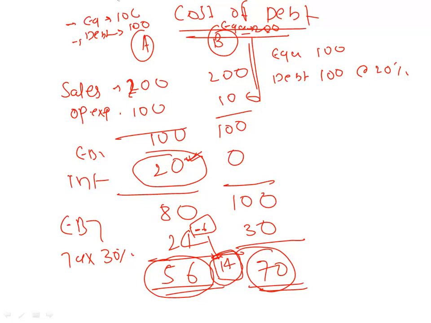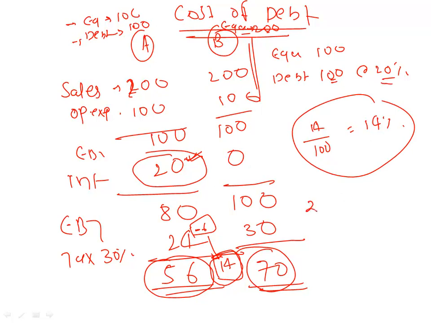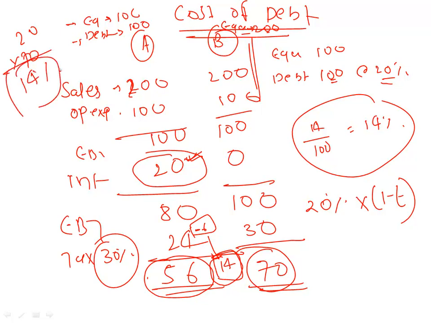And 14 as a ratio to my debt of 100. 14 divided by 100 is how much? 14%. So instead of doing all this, we could have simply calculated this. Cost of debt is equal to 20% into 1 minus tax rate. Okay. So if your tax rate is 30%, your effective cost of interest is going to be 20% into 70%, which would be 14%. Are you clear? This is your effective cost of interest. Have you done this before?